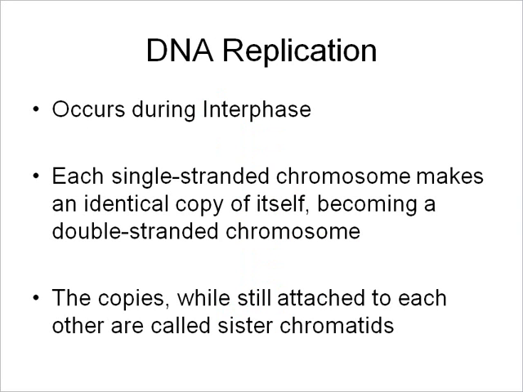DNA replication must occur before a cell can reproduce, either by mitosis or meiosis. Copies of the DNA are needed so that each new cell will receive an appropriate set of chromosomes. During DNA replication, each single-stranded chromosome makes an exact copy of itself. At this point in time, the copies, called sister chromatids, are attached to the centromere. The entire structure, consisting of 2 sister chromatids, is called a double-stranded chromosome.